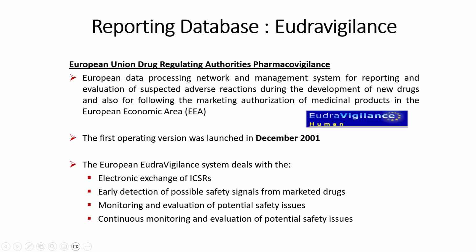So the reporting database in the EU is EudraVigilance. EudraVigilance was launched in 2001, and it is for electronic exchange of ICSRs, for early detection of signals, and for continuous monitoring and evaluation of potential safety issues. So yes, more or less, databases have the same kind of work. The only thing is that their hierarchy and presentation may be different, but more or less the motto of each of these databases is the same.